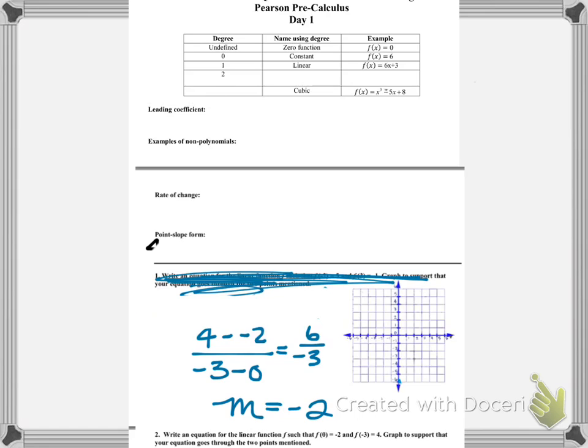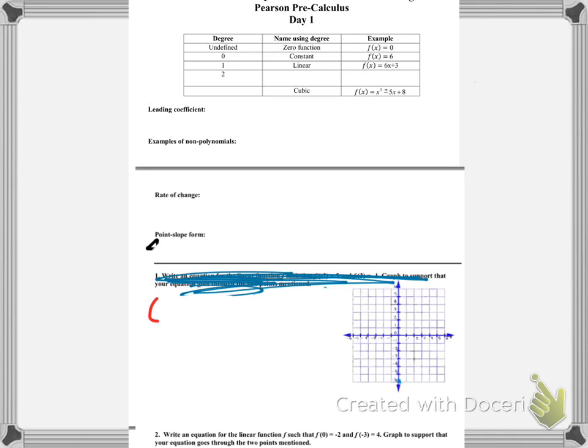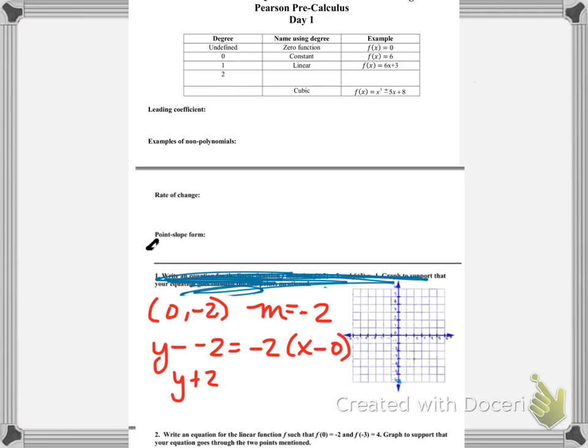Remember that our slope is negative 2. Next, we're going to pick a point. Again, it doesn't matter which one. I'm going to use 0, negative 2. Why? Because it has a 0 in it, making my life a little bit easier. I'm going to plug in y minus y1, which is negative 2, equals slope, negative 2, times x minus x1, which is 0. This turns into plus 2.